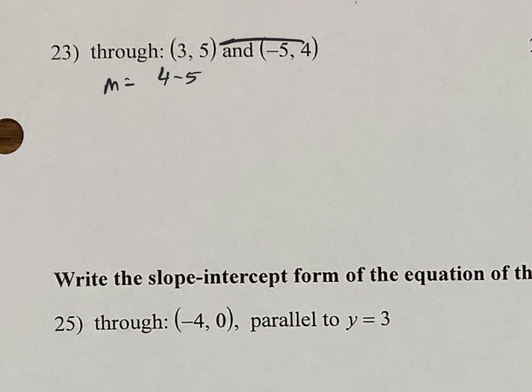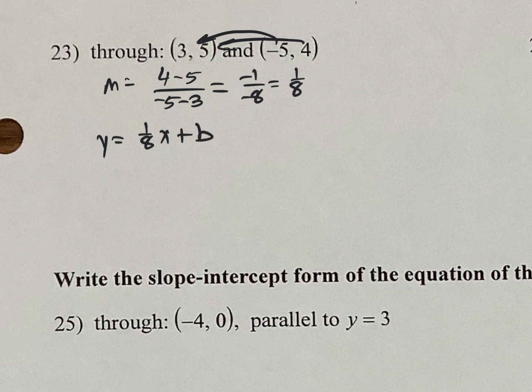Again, I'm going this direction. So 4 minus 5 over negative 5 minus 3. So that's a negative 1 over a negative 8. And a negative over a negative is positive 1/8. So step 2 is you have the equation with your new slope. So now we're ready for step 2.